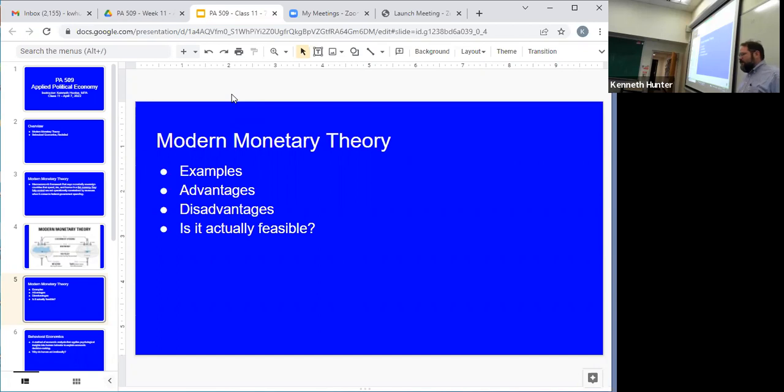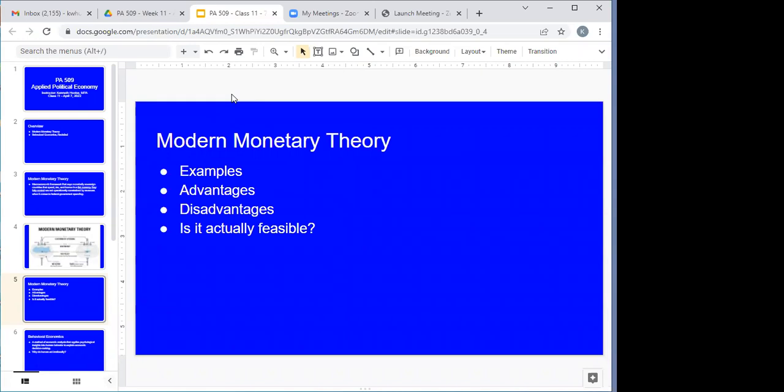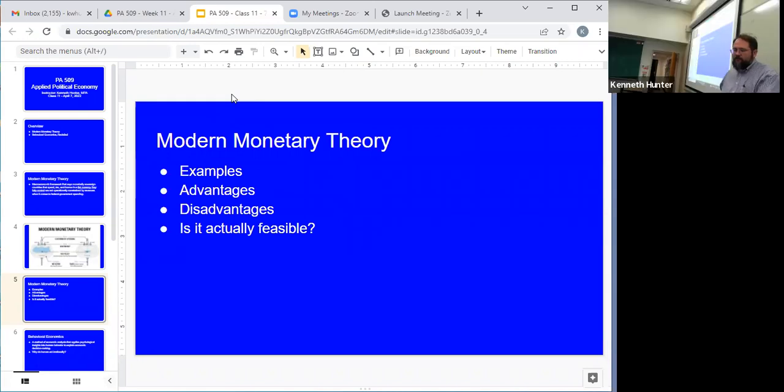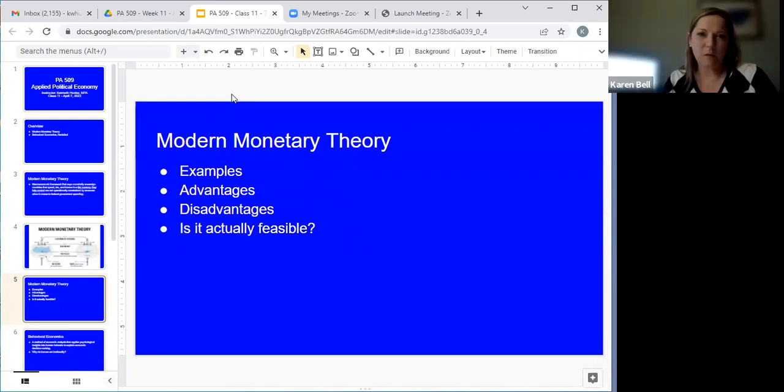So understanding these advantages and disadvantages, and seeing what we've seen in this brief period, this is a very brief experiment that we've done with modern monetary theory. This is just an opinion. There's no right or wrong answer. Is it actually feasible? What are your thoughts? I was actually raising my hand. Okay, go ahead.